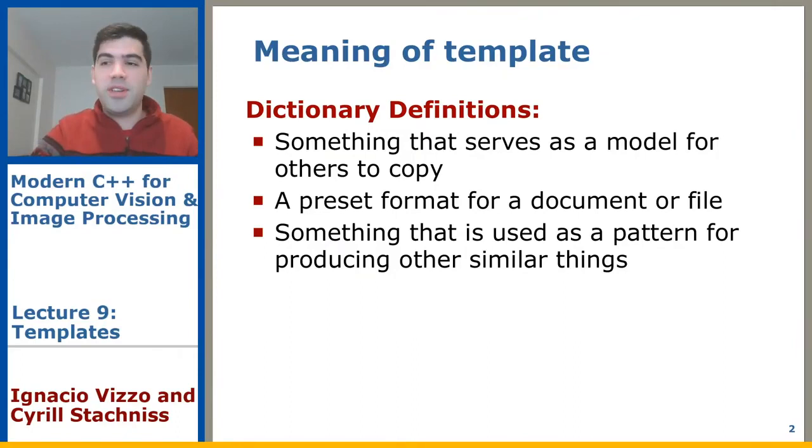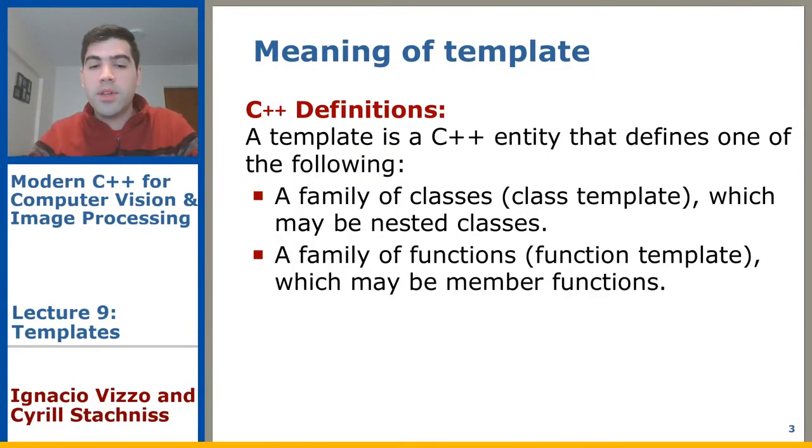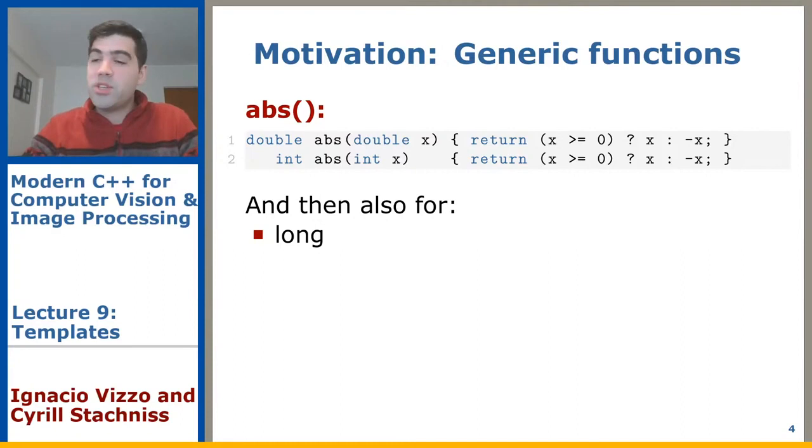And then the C++ definition of template, a short version, is that a template in C++ is a C++ entity, and we saw entities in lecture one, I guess, that defines one of the following: a family of classes, called a class template, which may or may not be nested classes. So a class template will define a family of classes. It's not one, two, or three, it's a whole family. It can be an infinite amount of classes. Or it can define a family of functions, called a function template, which might be member functions or not, like member functions from a given class. So that's all the legal definitions. What is the motivation behind generic functions?